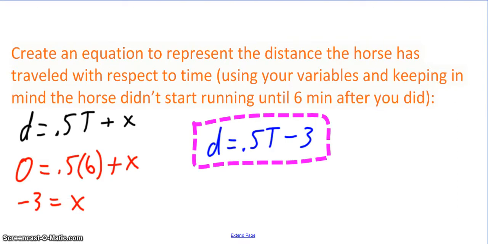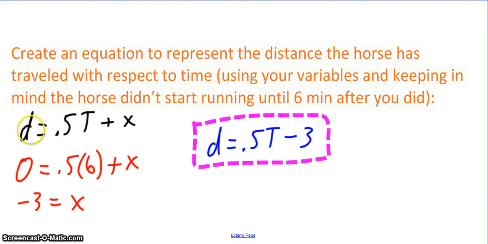Okay, so your equation for the horse with respect to time should be d equals 0.5 t minus 3. Again, your variables might be different, that's okay. How do I come up with the minus 3 though? Well, here we have to use the knowledge that the horse started 6 minutes after we started. So what does that mean? Well, I know that I have my generic equation d equals 0.5 t, and then plus or minus, in this case, some other variable, or some factor. How do I find out what that is?